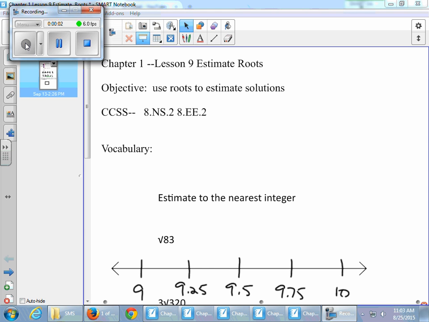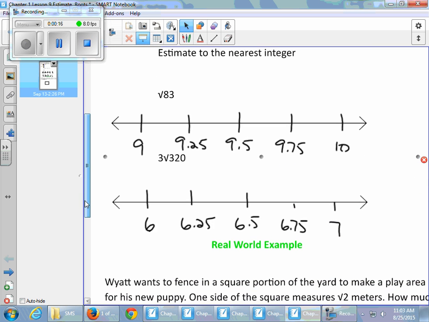Welcome to Chapter 1, Lesson 9, Estimate Roots. Our learning target objective for this lesson is to use roots to estimate solutions. And once again, we do not have any vocabulary for this lesson. Woo-hoo! So we're going to jump into our examples.